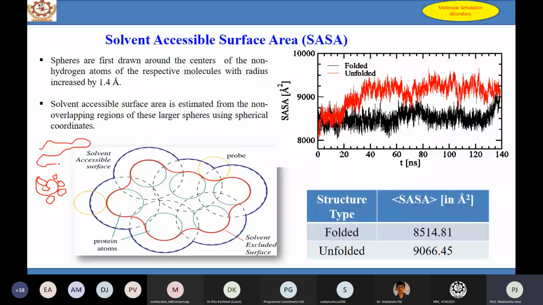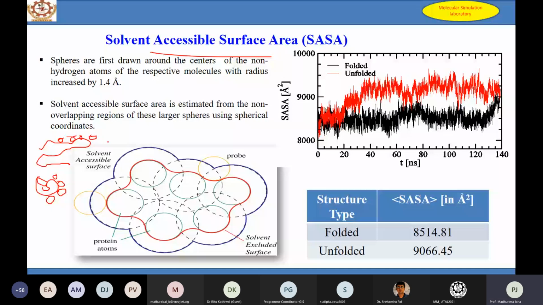One can calculate solvent accessible surface area by writing their own program. We have also computed it, where a small algorithm was developed and surface area was calculated. By this we can see whether the protein has folded or unfolded. So that is also another metric to determine the protein stability.